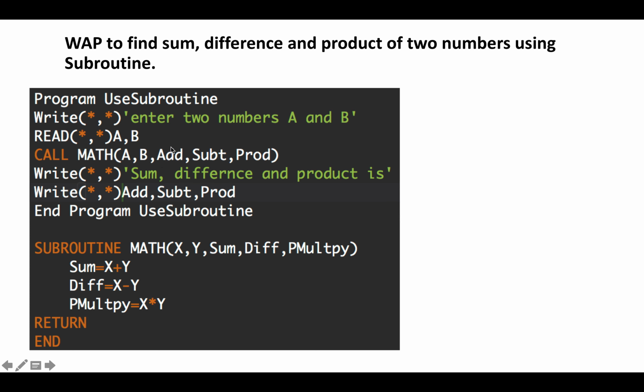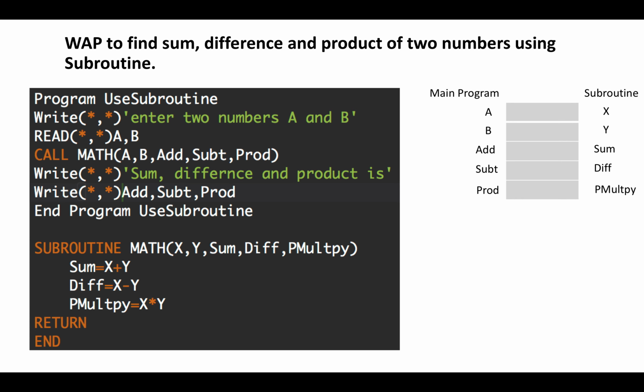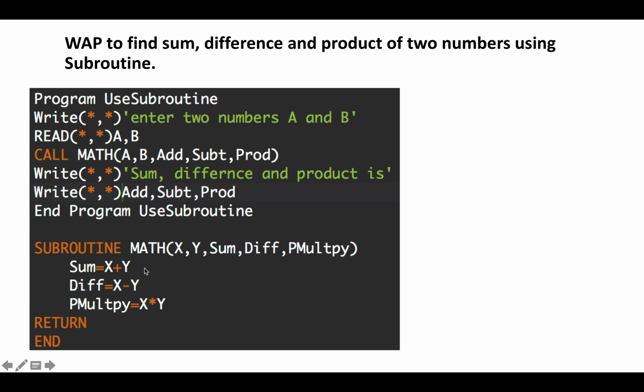Then once we have the values of addition of two numbers, subtraction and product, we can print onto the screen. So write: sum, difference and product is stored in this variable, add, comma, subtract, comma, product, and end the program. So this is the main program, and after this we defined the subroutine whose name is math, and defined the arguments x, y, sum, difference, p multiply.